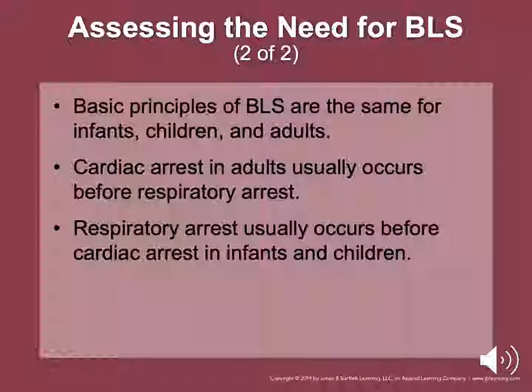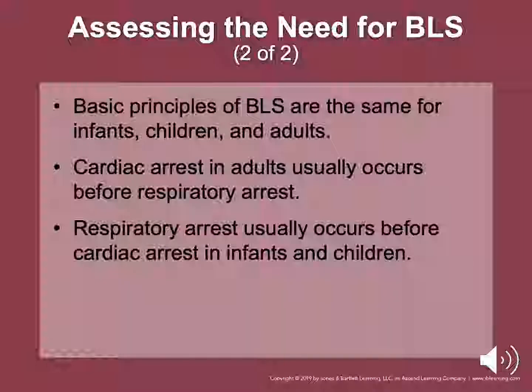Basic principles of BLS are the same for infants, children, and adults. An infant is less than 1, a child is between 1 and onset of puberty, 12 to 14 years of age. Adulthood is from onset of puberty and older. Cardiac arrest in adults occurs before respiratory arrest. Respiratory arrest usually occurs before cardiac arrest in infants and children.